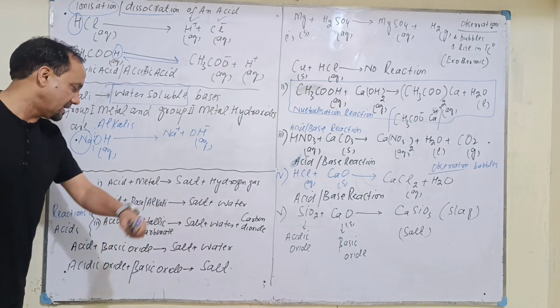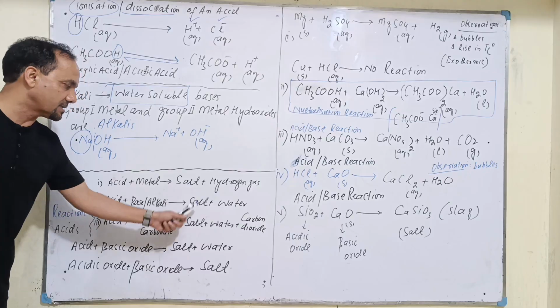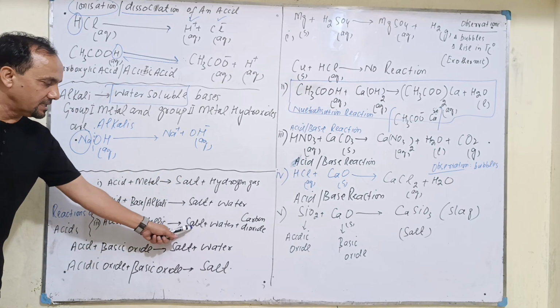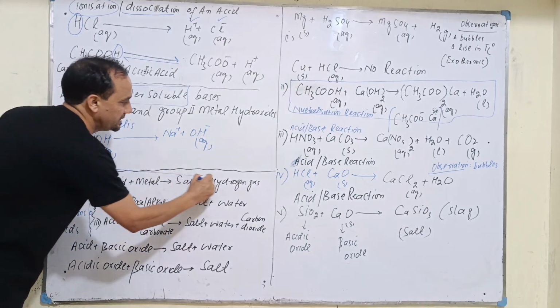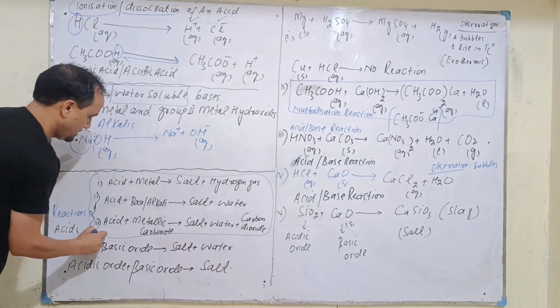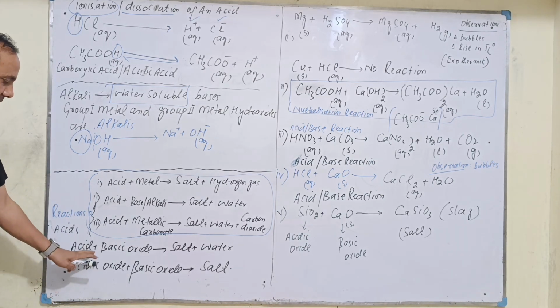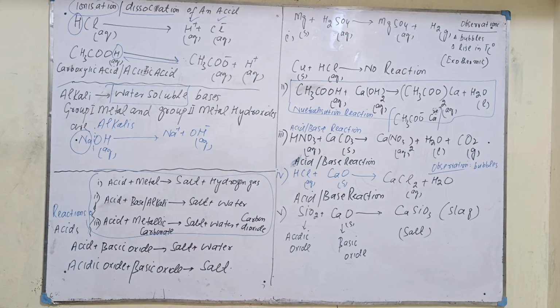You will get salt plus hydrogen. Acid plus base or alkali, you will get salt and water. Acid plus metallic carbonate, you will get salt, water and carbon dioxide. Generally we are talking about these 3 reactions. But these 2 are also the reactions of acids, but in these 2 reactions we are using oxides.